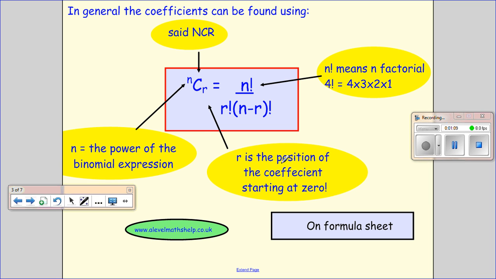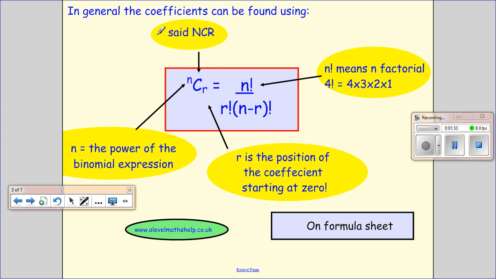So nCr is given by this, which is n factorial over r factorial times (n minus r) factorial. And factorial means 4 factorial is 4 times 3 times 2 times 1, and 3 factorial will be 3 times 2 times 1, and so forth. If you actually had 0 factorial, just by definition, that equals 1, just so you know that.